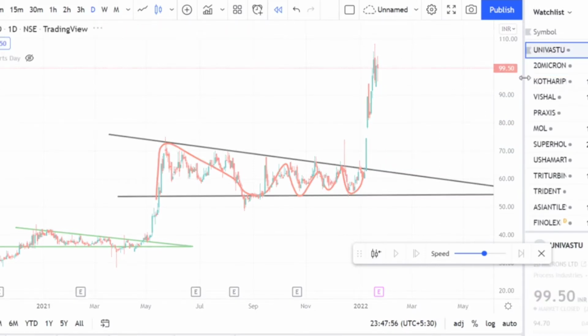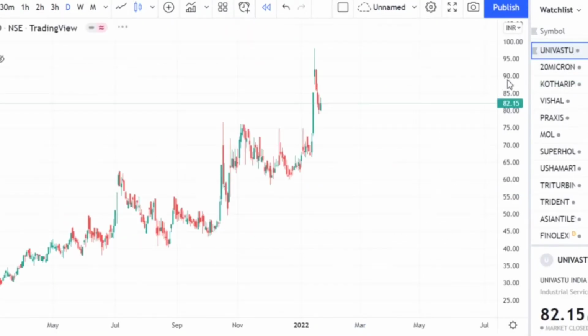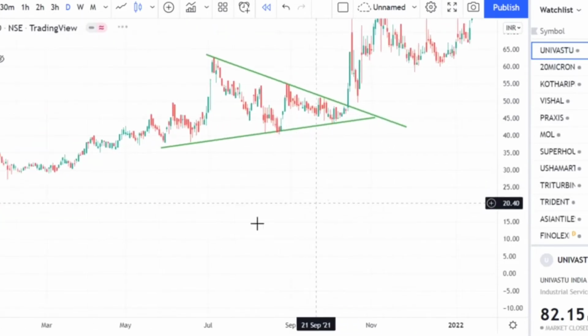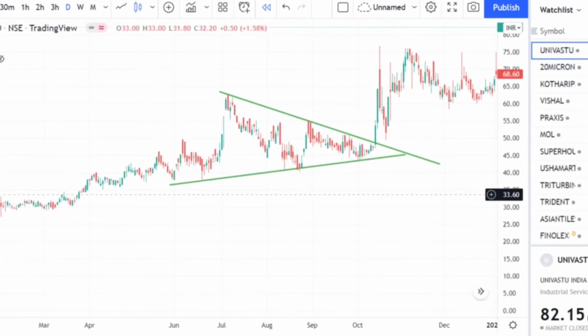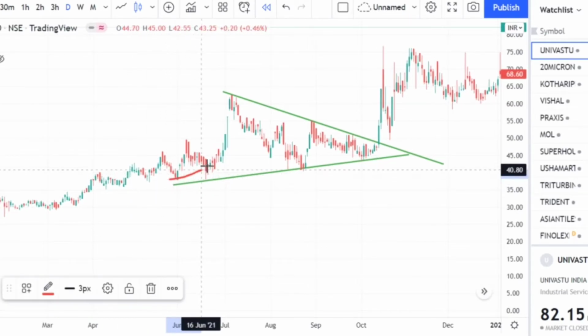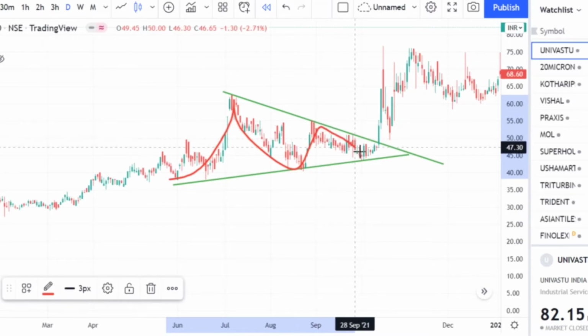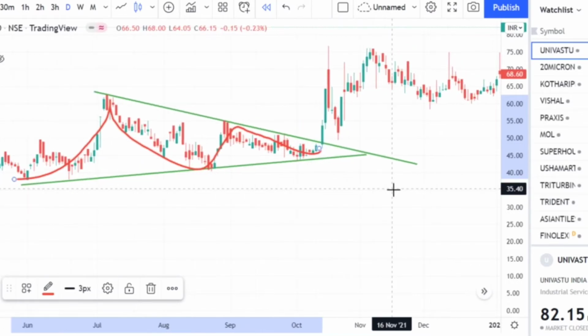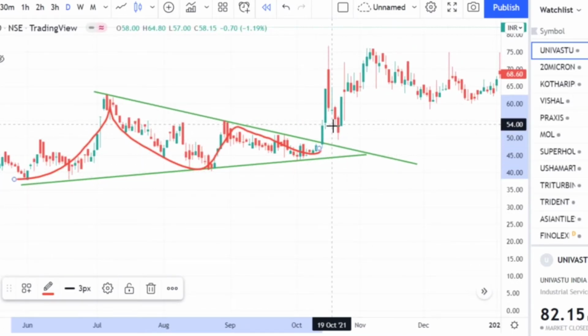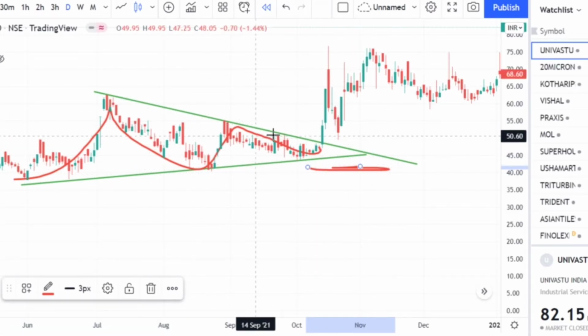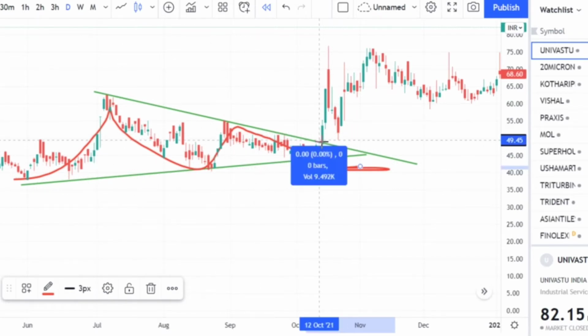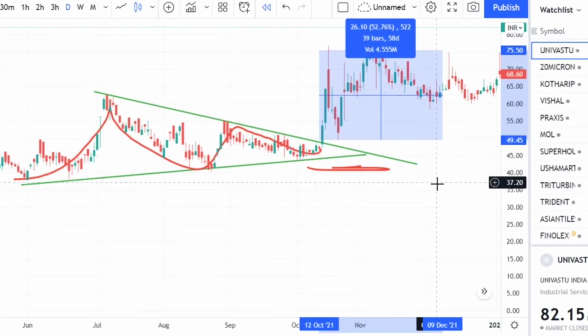The second chart is of Univastu, right? So here it is, guys. If you could see how the price pattern went, it was something like this, right? And when it went closer to the end of the triangle, it gave a breakout. You could have entered on the second candle and kept a stop loss below the trend line, and you could have got at least 52% of return, guys, right? So let me show you another chart.